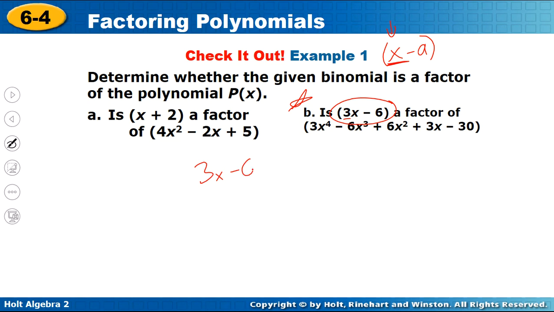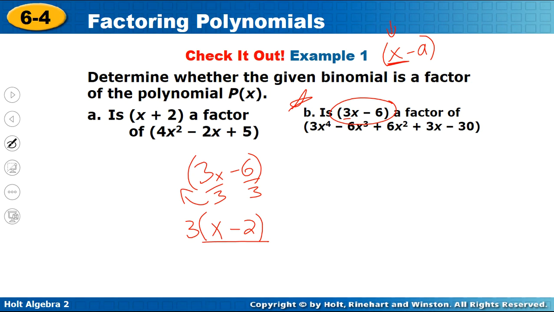So what we're going to do is we're going to factor that 3x out first, or the 3 out first. Notice that that binomial of 3x minus 6, both terms here have a GCF. Both terms are divisible by 3. So we're going to factor this 3 out of it, right? And then what we'll have is 3 divided by 3 is going to leave us with 1x, and then -6 divided by 3 will leave us with -2.